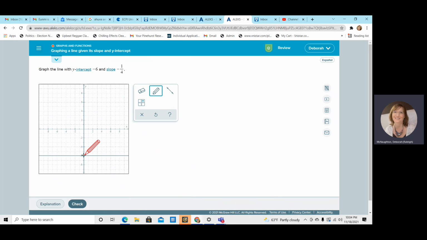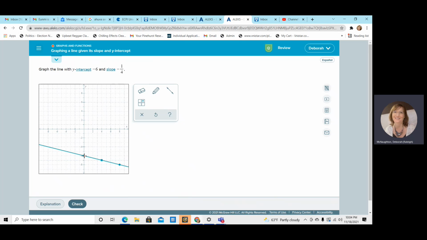So I'm going to start at -6 and go down 1 and to the right 1, 2, 3, 4. And then just to show you another point on the graph, this is a point on the graph, so I can start at this point and go down 1 and to the right 4, 1, 2, 3, 4. And so I just want to show you that those points are indeed all 3 on the graph.